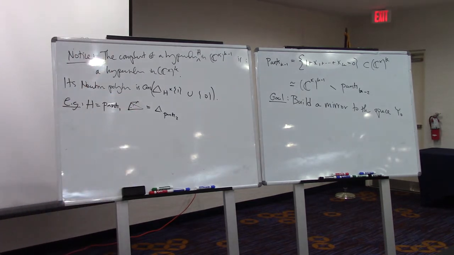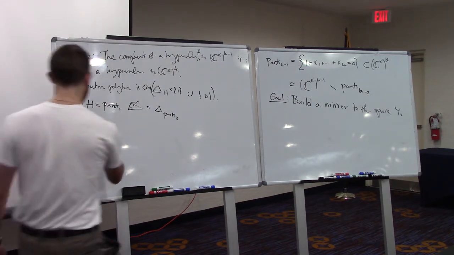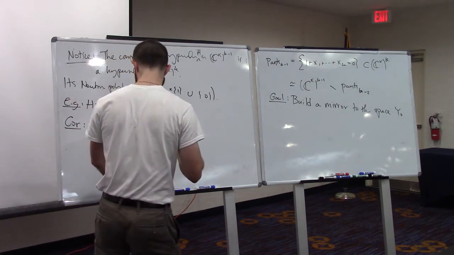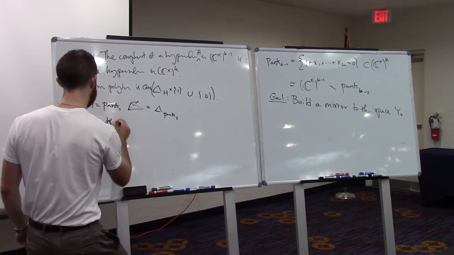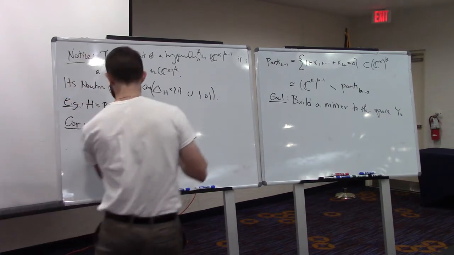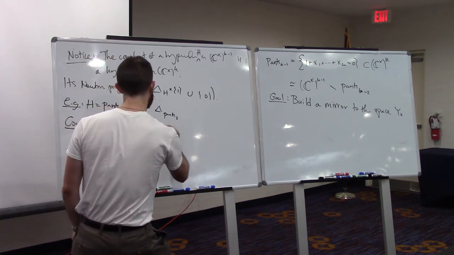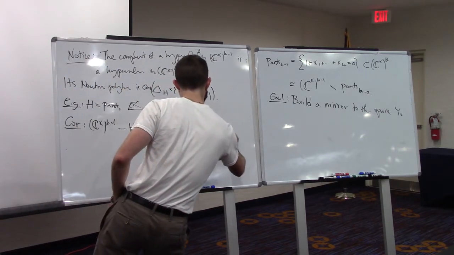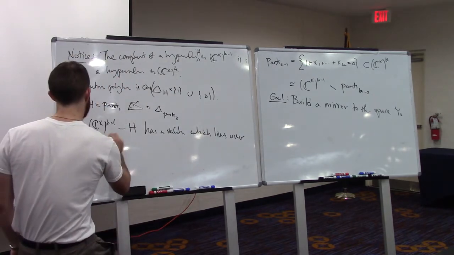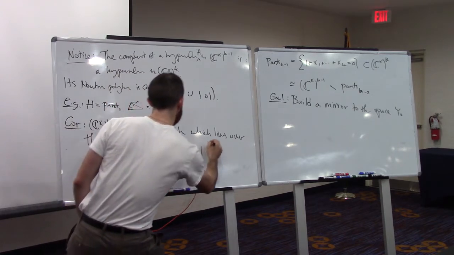So now let me explain a corollary of that theorem. The corollary is that (C*)^(k-1) minus a hypersurface H has a skeleton which lives over the polyhedral decomposition dual to the tropicalization of H.